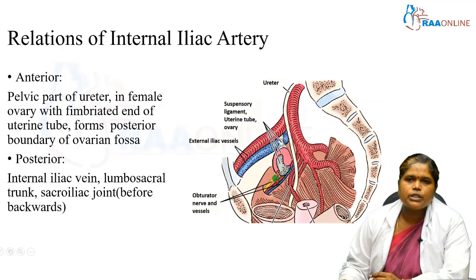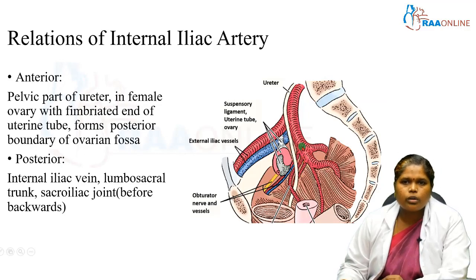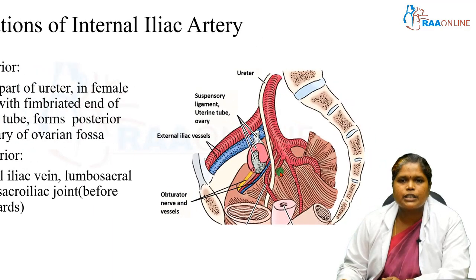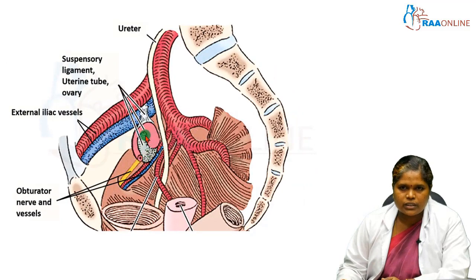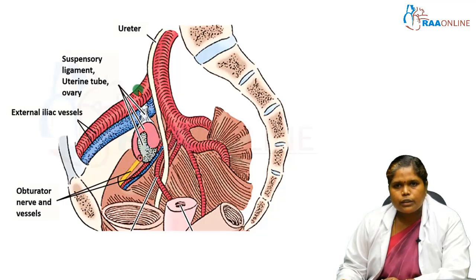Now coming to the relations of internal iliac artery. I told internal iliac artery is going to supply the organs of pelvis. So we have male pelvis and female pelvis. So this relation will vary with the sex. So here you are seeing a section of female pelvis because you can see here the ovary and fallopian tube. Here you can see the common iliac artery which divides into external iliac and internal iliac. Okay, see here, this is internal iliac artery. So we are going to see the relations.